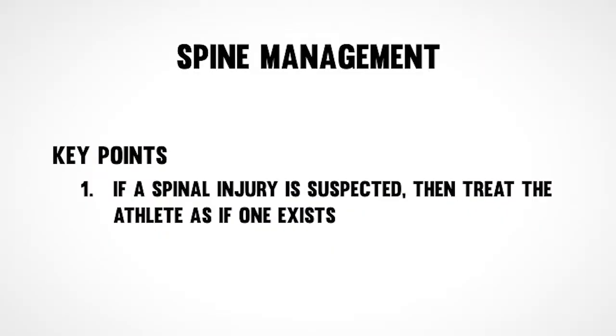In approaching a patient with a suspected spinal injury in the field, there are three key elements to remember. Number one, if a spinal injury is suspected, then the athlete should be treated as if one exists. Some things that would increase your level of suspicion would be any altered level of consciousness, any neural complaints, any pain over the spinal region, and then of course if there's any obvious deformity.